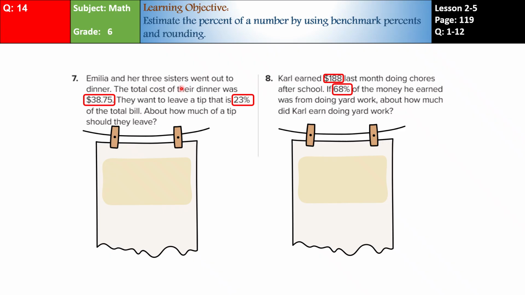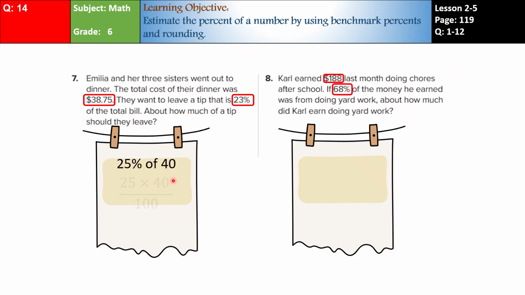Amelia and her three sisters went out to dinner. The total cost of their dinner was $38.75. They want to leave a tip that is 23% of the total bill. About how much of a tip should they leave? About means estimation. When the word estimate or about comes, it means they are not asking for the exact answer. It is estimation. Now 23 is closer to 25 and 38.75 is closer to 40.